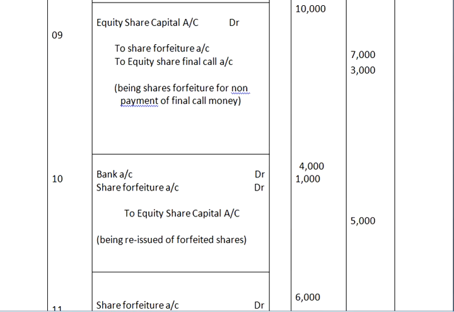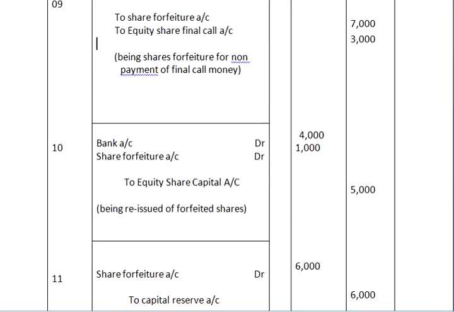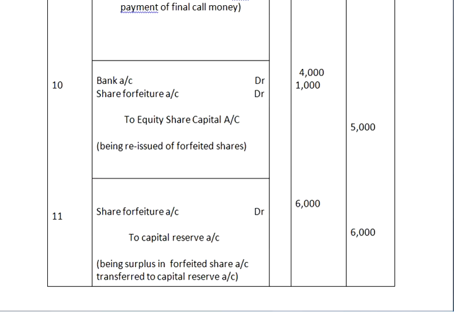So the difference amount will be transferred. The share forfeiture surplus amount will be transferred to which account? To the capital reserve account. How much is the difference? You can see here the credit balance of the share forfeiture is 7,000. 7,000 minus the share forfeiture debit amount of 1,000, we get 6,000. So 6,000 will be transferred to capital reserve account, being the forfeited shares surplus amount.